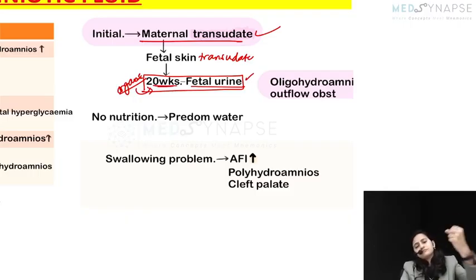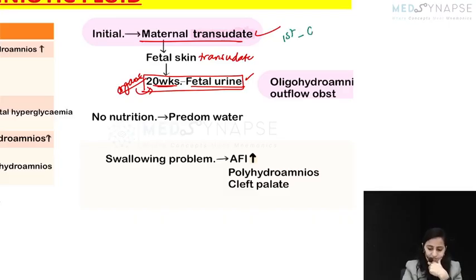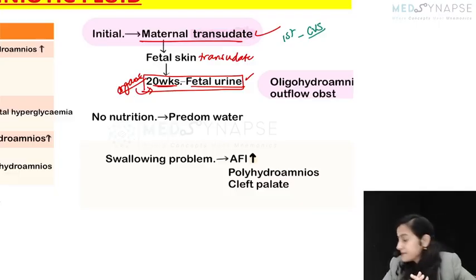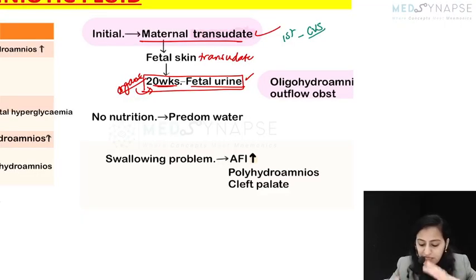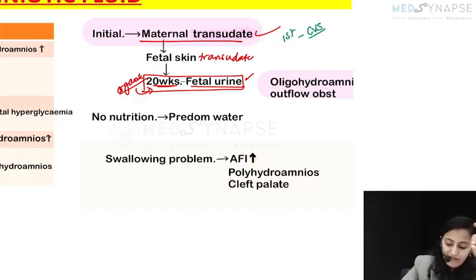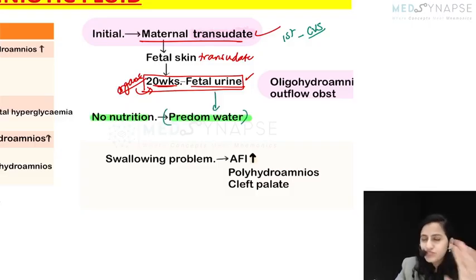Fetal urine. What is the first system to develop in the fetus? CVS, RS, CNS, kidney? CVS. First of all you see fetal cardiac activity, right? That comes first. So fetal urine is the major contributor after 20 weeks. Does amniotic fluid have any nutritional role? No. This is urine, just water and nothing else. So no nutritional role.